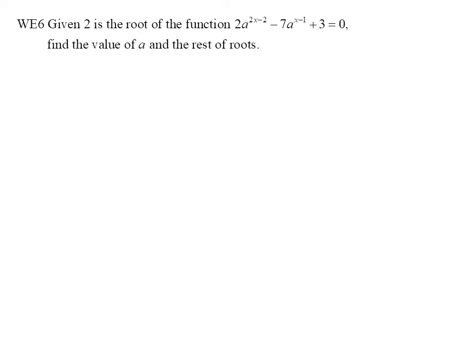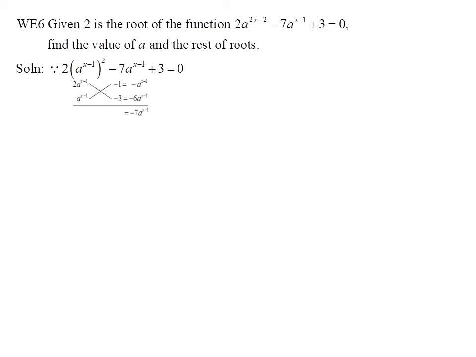Example 6 presents an exponential equation: 2 times a to the power of 2x minus 2, minus 7 times a to the power of x minus 1, plus 3 equals 0, and 2 is the root of this exponential equation. The question is to find the value of a as well as the rest of the roots based on the given exponential equation. It can be reduced to quadratic form, as it can be seen on the screen.